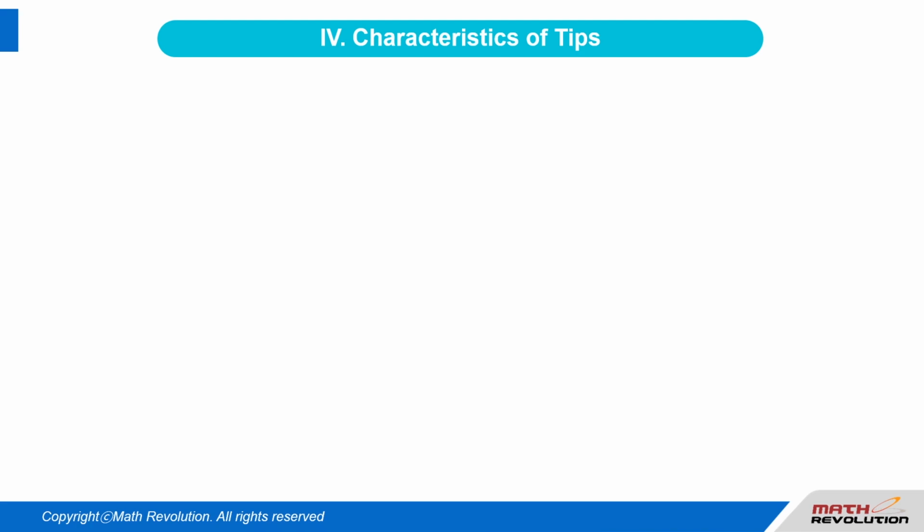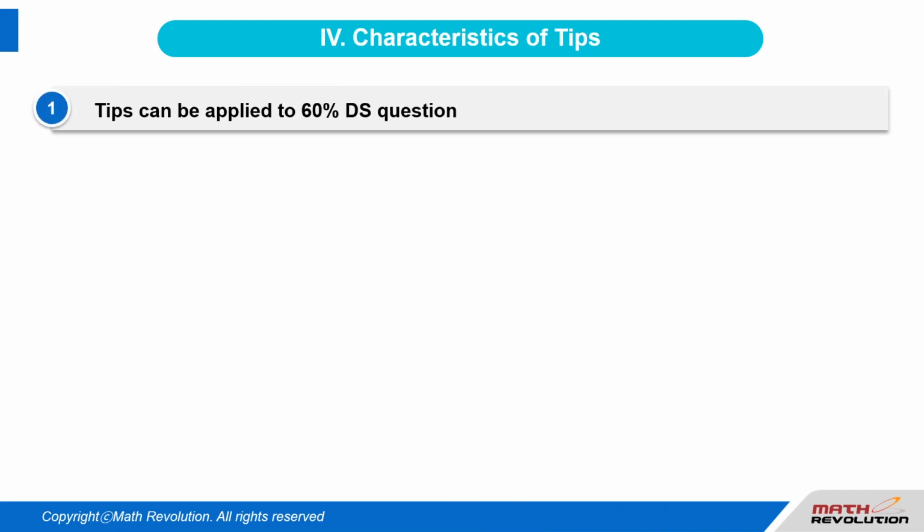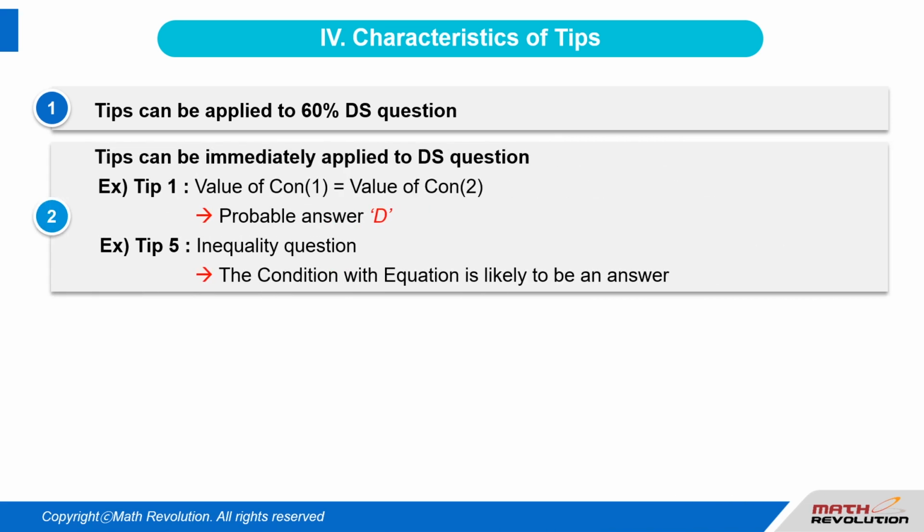4. Characteristics of tips. Now let's look at the characteristics of these tips. I have based these tips on the pattern seen in the GMAT official guide, so you can apply these tips to 60% of the DS questions that you are likely to come across. Next, tips can be immediately applied to solving DS questions. For example, according to Tip 1, D would be the most likely answer if you see that the value from condition 1 and the value from condition 2 are the same.